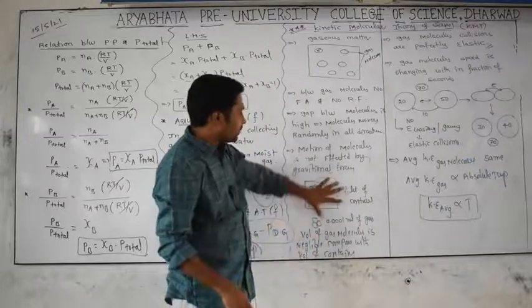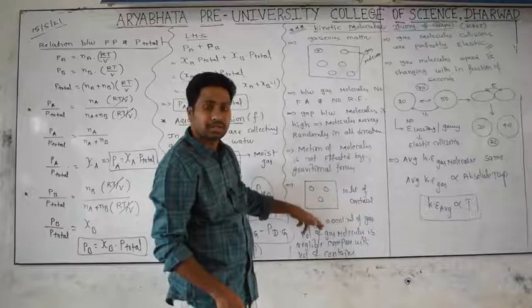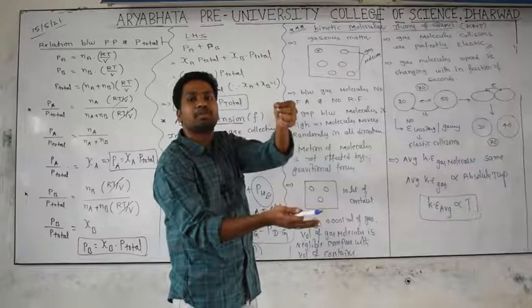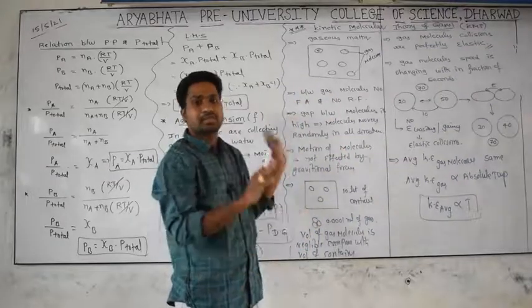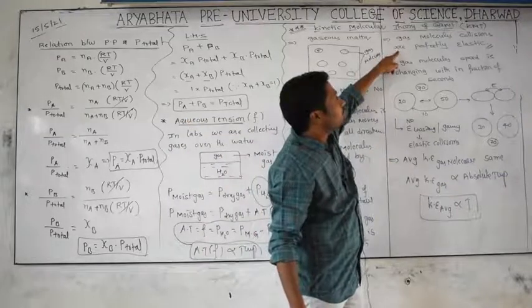Compared with the volume of the container, the volume of the gas molecules is negligible. As I showed clearly, in a 10 liter container there is only 0.001 ml of gas. That's why it is neglected. Now, the gas molecule collisions are perfectly elastic.